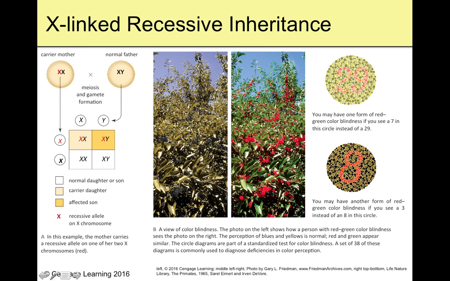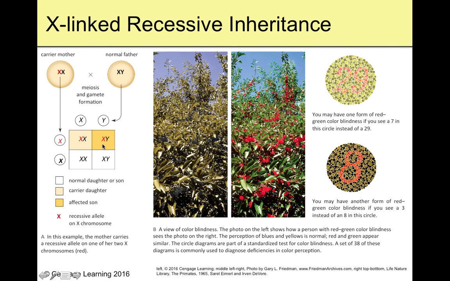Here's the example of X-linked recessive inheritance. What do we got going on here? We got a guy who can see color. We got a mom who can see color but is a carrier for being colorblind. So they can have a girl who can see color and is not a carrier. They can have a girl who's a carrier and can see color. They can have a boy who can see color, or they can have a boy who's red-green color deficient, what we would call colorblind, even though that's not technically correct.